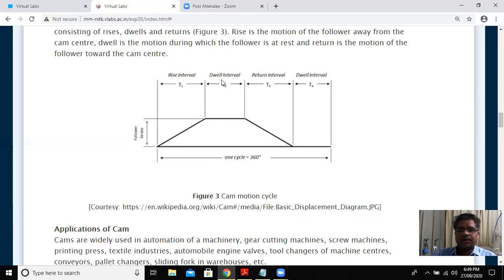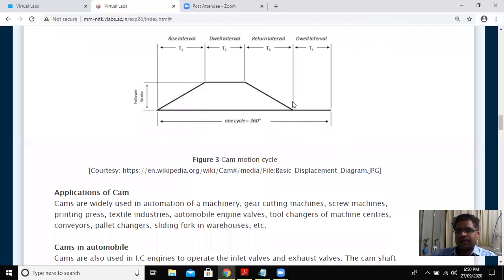During dwell region, the cam will be rotating, but there is no motion on the follower. And during the return, the cam is rotating and the follower is coming to the original downward position. And during dwell, again there is no motion of the follower, and the follower will remain for certain time in the lower position.